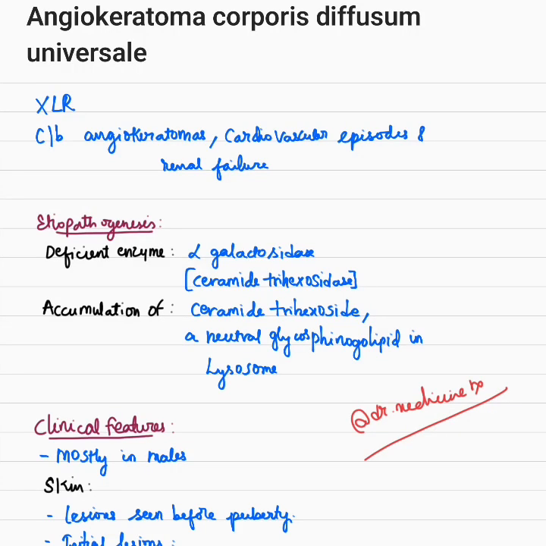In today's video we'll be discussing Fabry's disease, also called angiokeratoma corporis diffusum universae. It is an X-linked recessive disorder characterized by the occurrence of angiokeratomas, cardiovascular episodes and renal failure. Coming to the etiopathogenesis, the enzyme deficient here is alpha galactosidase, also called ceramide trihexosidase, and this leads to the accumulation of ceramide trihexoside, which is a neutral glycosphingolipid, in the lysosomes of various viscera.